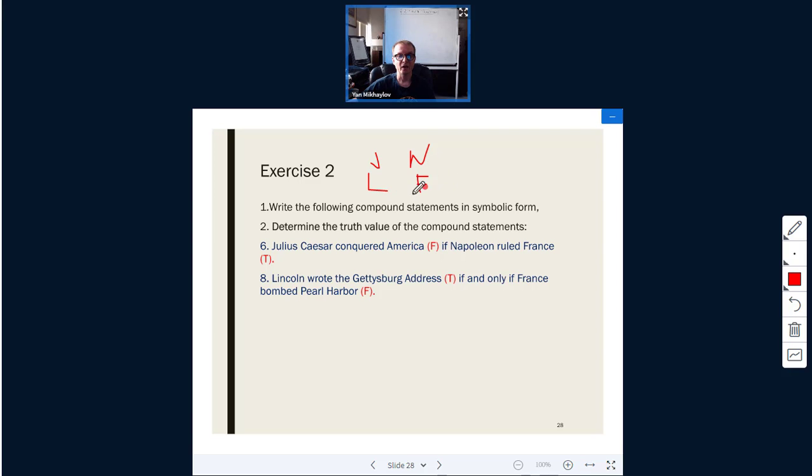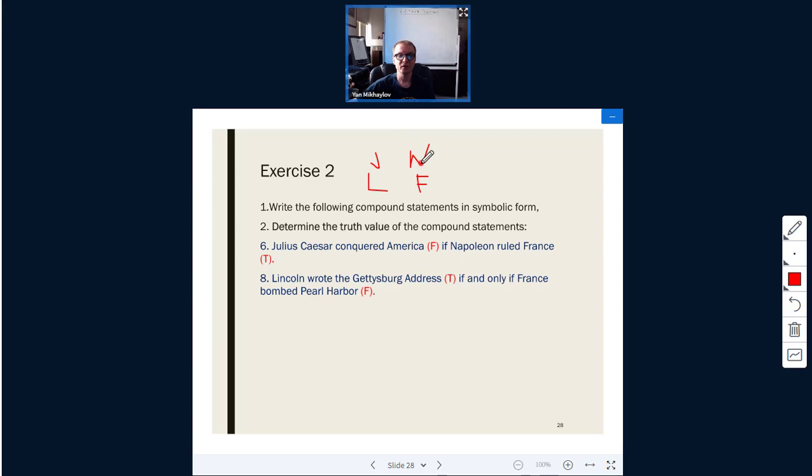Now note that I give you the true values here. Why do I do that? Well, because it's not a history class. In the book they don't do that, but I discovered that not everybody knows who wrote Gettysburg Address and so on. And since it's not a history class, I cannot demand that you guys know that, so I already tell you. Julius Caesar conquered America, that is false. Napoleon ruled France, that is true. Lincoln wrote Gettysburg Address is true, but France bombed Pearl Harbor is false.